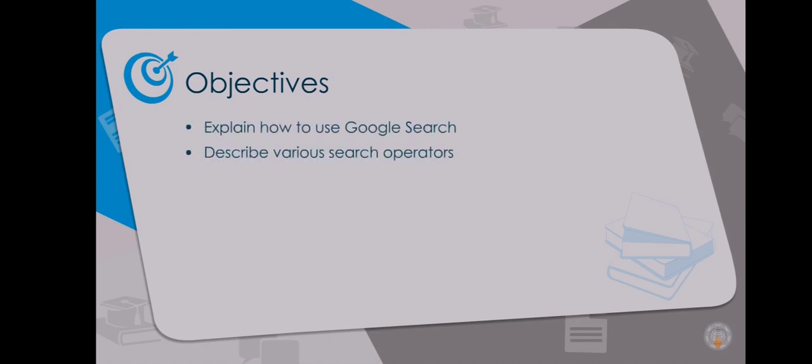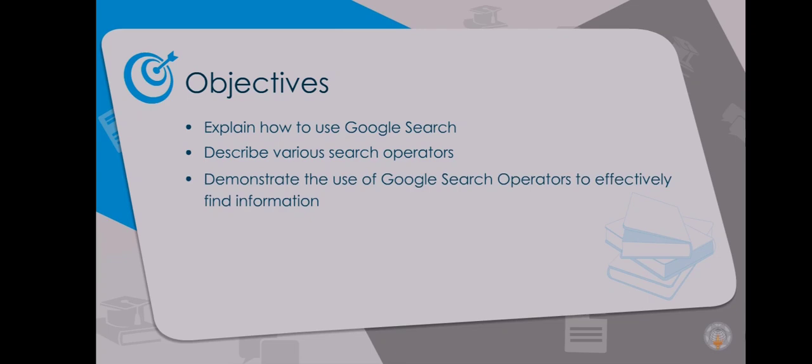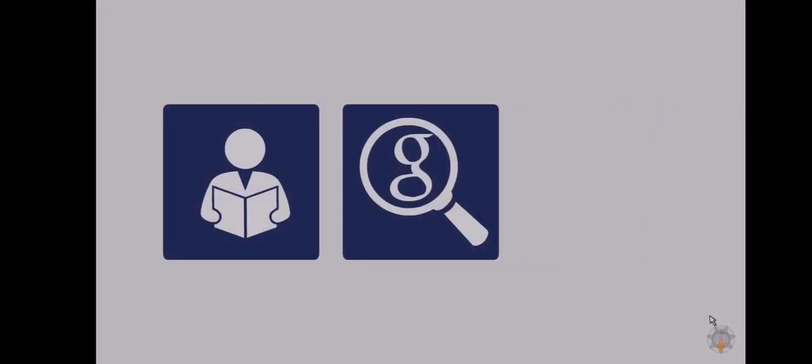At the end of this activity, you will be able to explain how to use Google Search, describe various search operators, and demonstrate the use of Google Search operators to effectively find information. Students can make effective use of Google Search Engine to get all kinds of study material online. When you search for a topic, many times, all the results you get are not really useful to you. Luckily, you can use search operators to get more specific results. There are many search operators that work with Google Search.